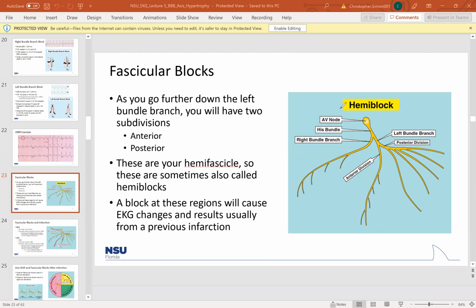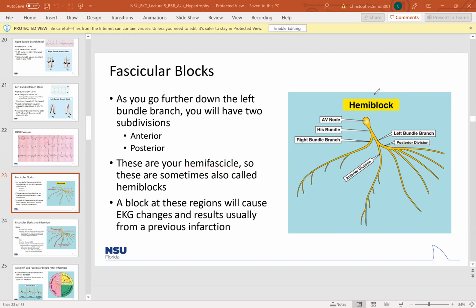So forget about this hemi block thing and forget about all this stuff right now. I'm not talking about fascicular blocks yet. I just want to focus on this photo right here, okay? Because what we need to understand when we talk about left bundle branch blocks is the pathway of electricity through the heart.